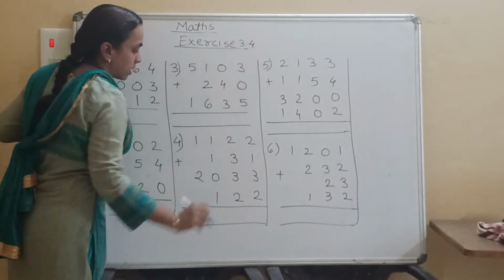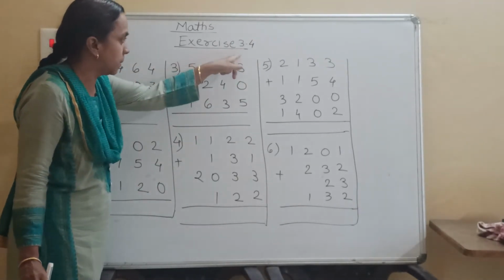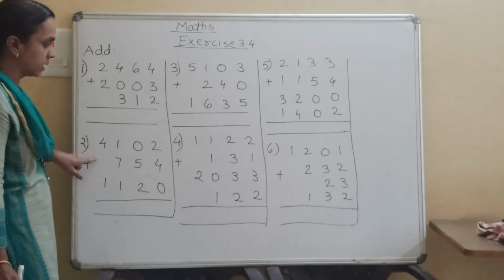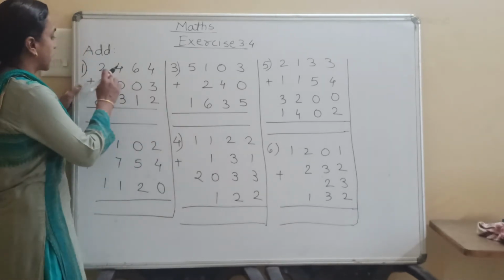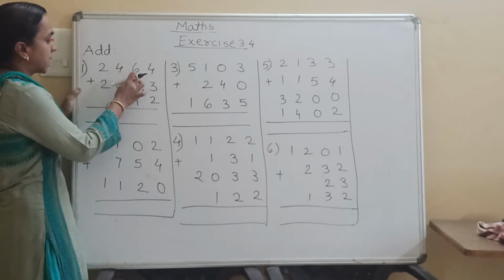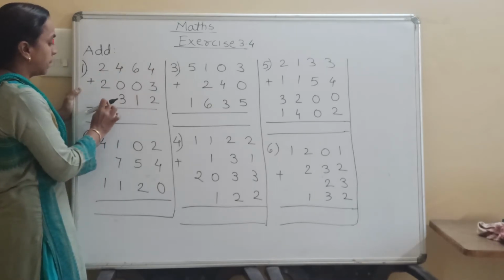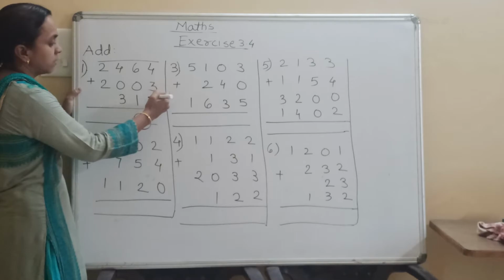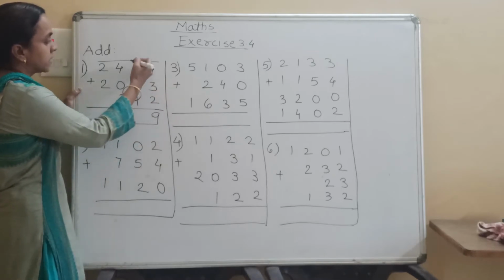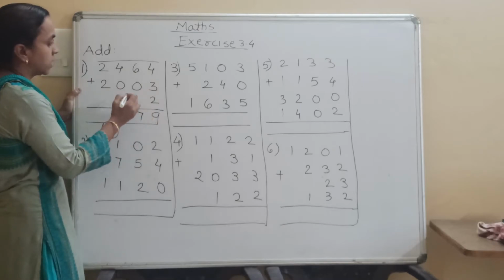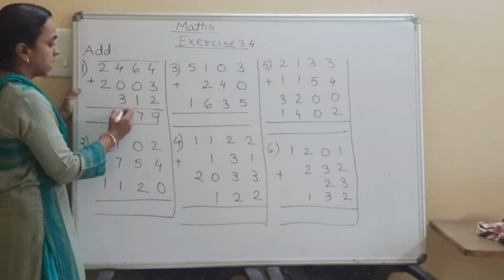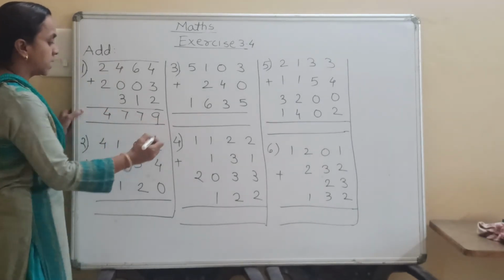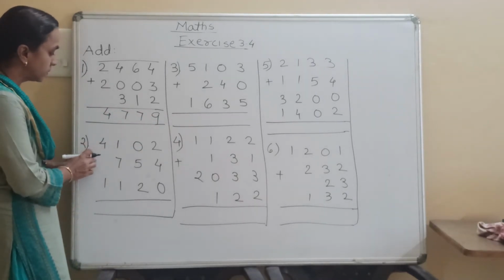Now see our page number 43, exercise 3.4. So here also different additions are given that we will solve one by one. So first example is 2464 plus 2003 plus 312. So 4 plus 3, 7, 7 plus 2, 9. 6 plus 0, 6, 6 plus 1, 7, 4 plus 0, 4, 4 plus 3, 7, 2 plus 2, 4. Answer is 4779. Now see second example.